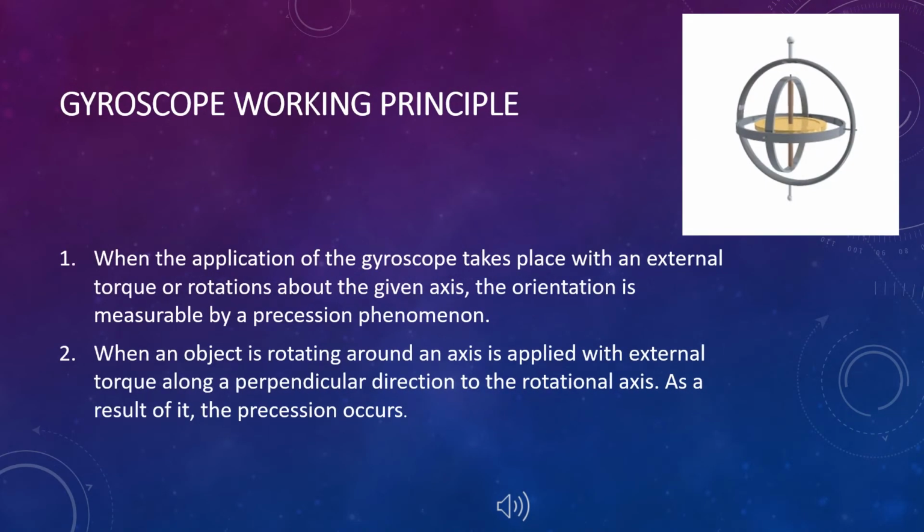Gyroscope working principle. When the gyroscope is subjected to an external force or rotation about a given axis, the orientation is measurable by a phenomenon called precession. When an object rotating around an axis is applied with an external force along a direction perpendicular to the rotational axis, precession results.